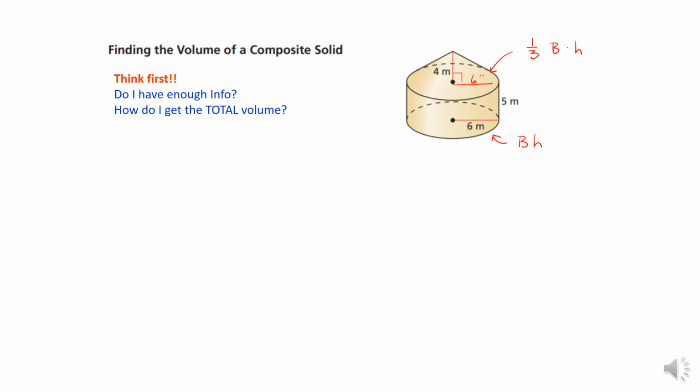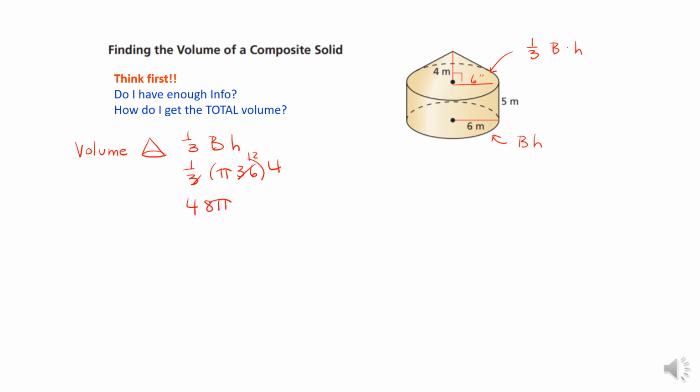Okay, so the first thing I'm going to find is the volume of the cone. That is 1/3 times big B H. So that's 1/3. My big B is pi r squared, which would be 36 pi, times the height, which is 4. So 3 goes into 36, 12 times, so that is 48 pi.